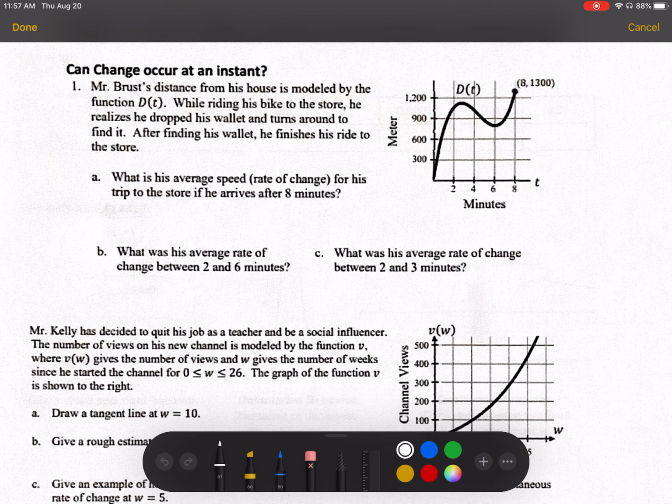Okay, so we have Mr. Brust's distance from his house is modeled by the function d of t. While riding his bike to the store, he realizes that he dropped his wallet and turns around to find it. After finding his wallet, he finishes his ride to the store. So when we're looking at our graph here, he's traveling, turns around, and then starts traveling again.